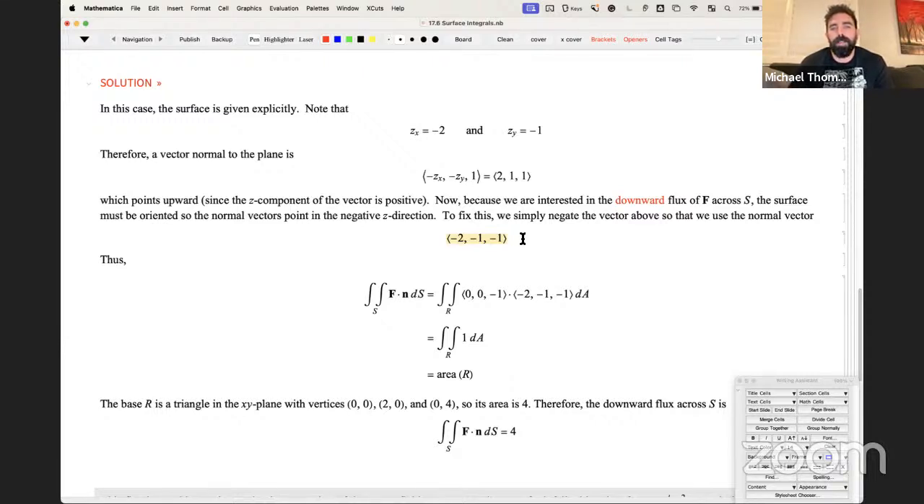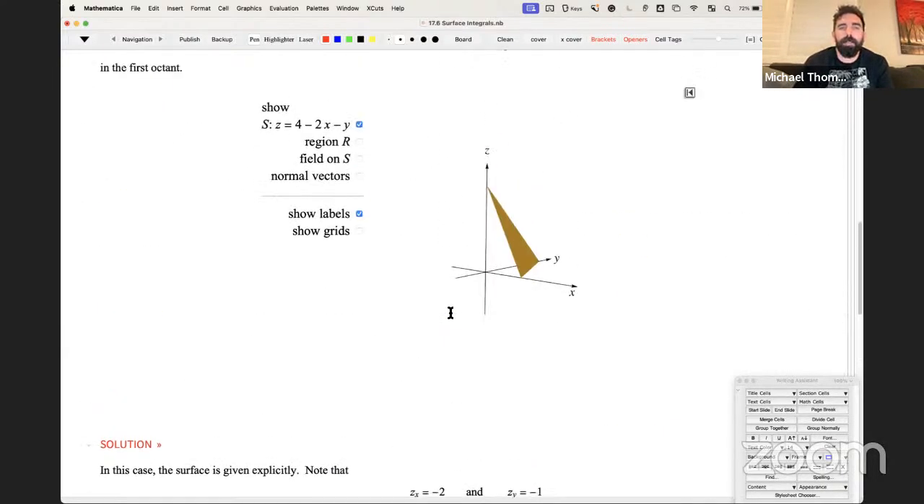And let's see. Okay, so we'll take our vector field. It's a very boring vector field right there. And we'll dot it with our normal vector, and we'll integrate over the region R. Now, what's the region R? Well, this is a region underneath the surface in the floor. That's this region down here.